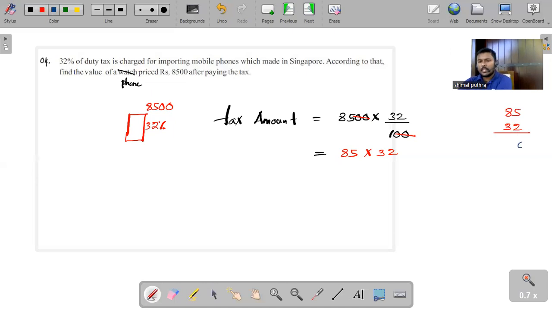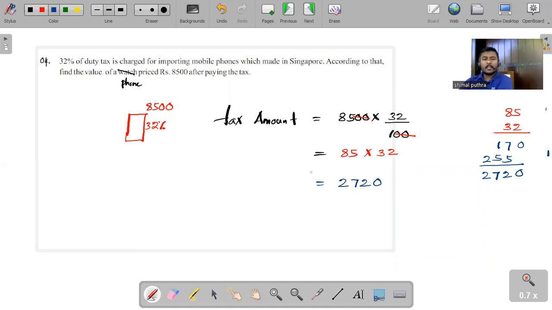2 into 5 is 10, so 0 and carry 1. 2 into 8 is 16 plus 1, 17. 3 into 5 is 15. 3 into 8 is 24 plus 1, 25. Adding up, 0, 2, 7, 2. So the answer is 2,720. This is the tax amount.